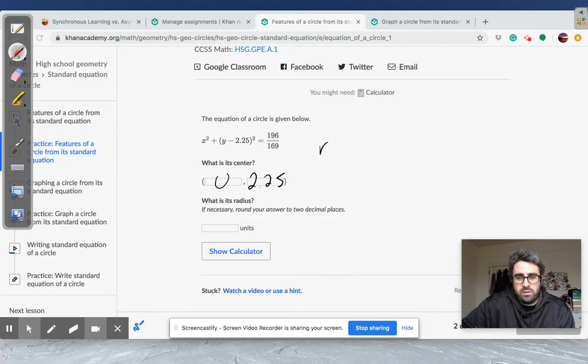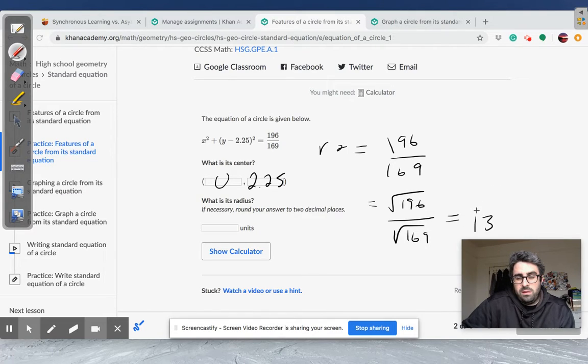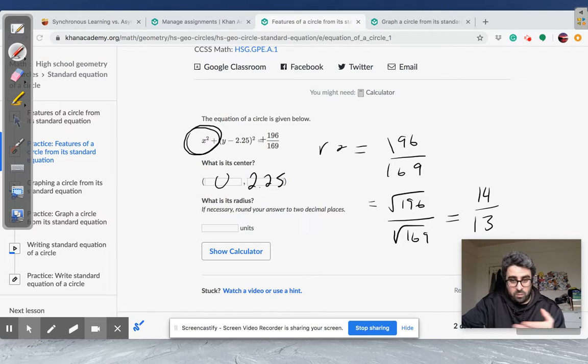And then again, you would just take the square root of 196 over 169, so the square root of 196 over the square root of 169. I think that is 14 over 13. So a little bit different, but essentially the same concept. So this is kind of tricky right here. If you don't see a number next to x squared, it could say y squared, that means that the center coordinate for either x or y is 0.